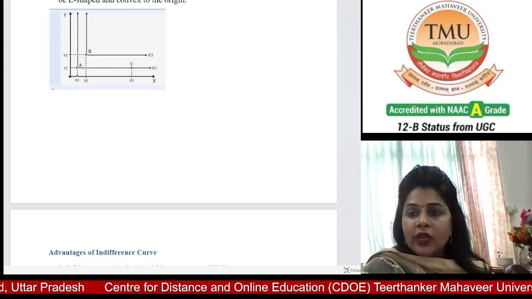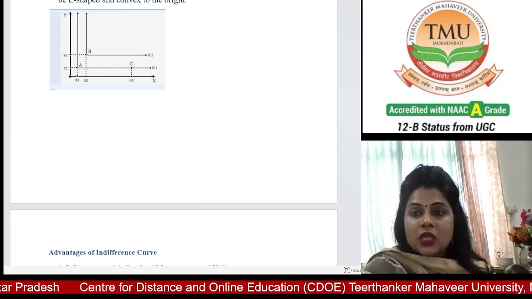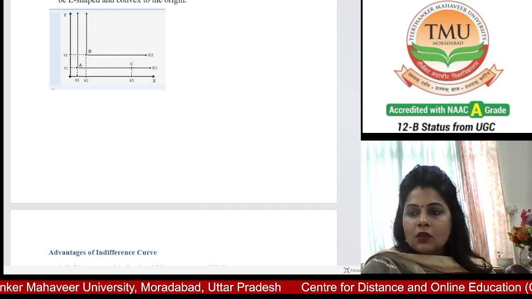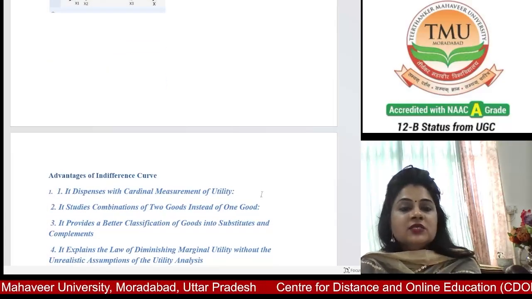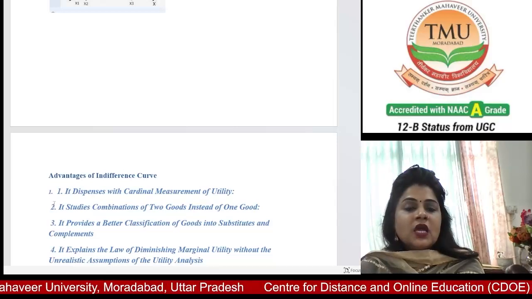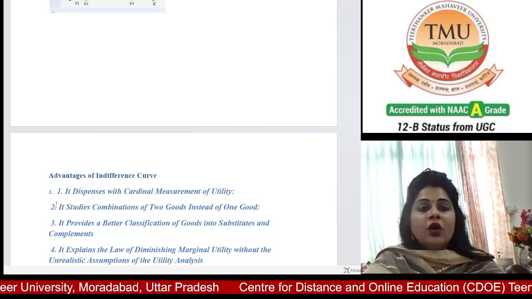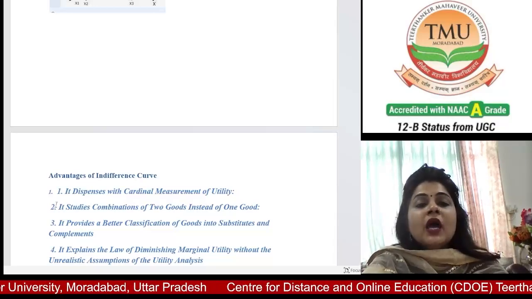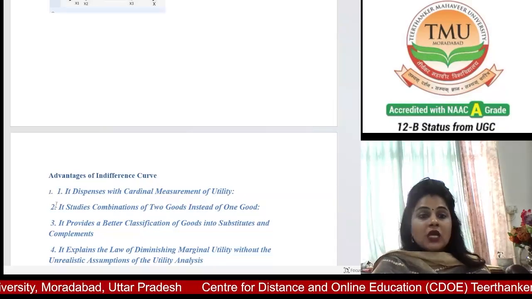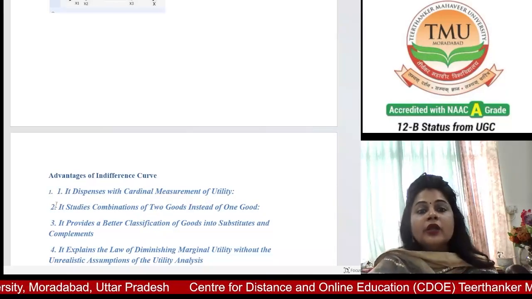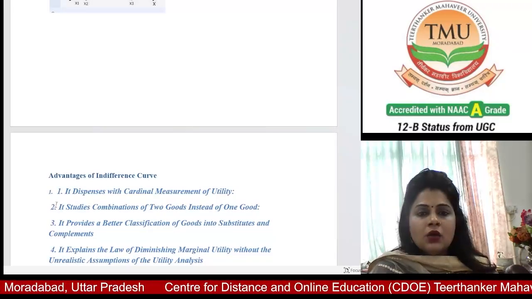what the properties of the indifference curve are, what the meaning of the indifference curve is, and what the indifference map is. Now we discuss the advantages of the indifference curve. The first advantage is that the indifference curve dispenses with cardinal measurement of utility. It means the entire utility analysis assumes that utility is a cardinally measurable quantity which can be assigned weights called utils.